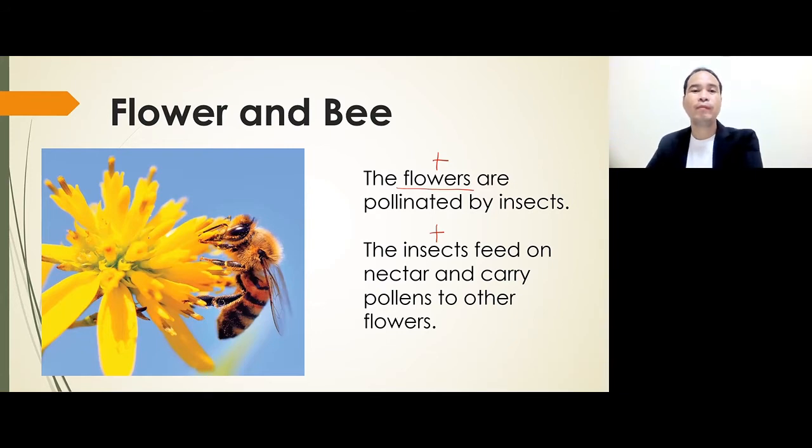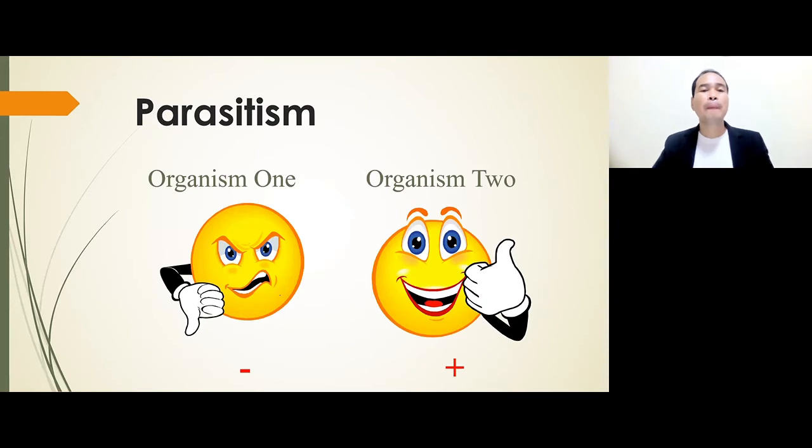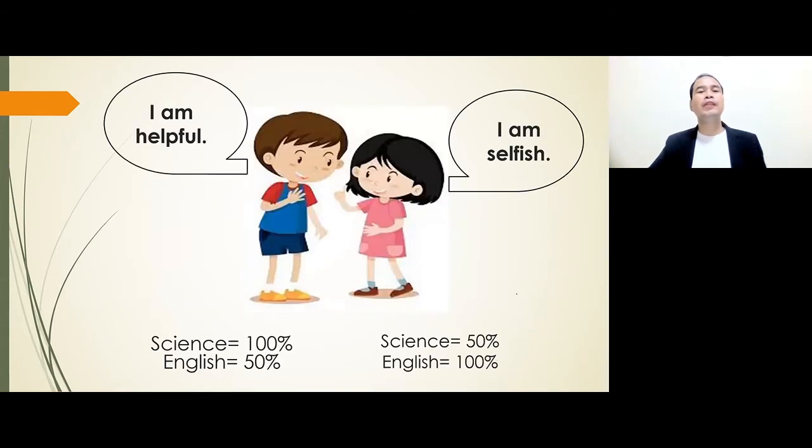Okay? Next, parasitism. So in parasitism, one organism is like angry or feels bad, and the other organism seems to be happy. So for organism one, who feels very bad, I will represent him with a negative sign. And for organism two, which seems to be very happy, I will represent him with a plus sign. So let's look at this scenario.